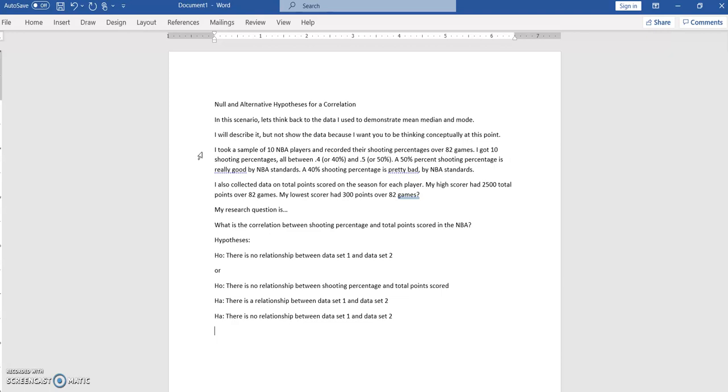You might recall that I also collected data on the total points scored for each player on the season. My high scorer in the data set had 2,500 total points over 82 games. My lowest scorer had only 300 points over 82 games. I don't know why I have a question mark there, but we can fix that. All right, so think about that for a second, even before we get into the research question. You've got different shooting percentages that have a fairly narrow range, and you've got total point totals that have a fairly wide range. And we can start to think about why that might be.